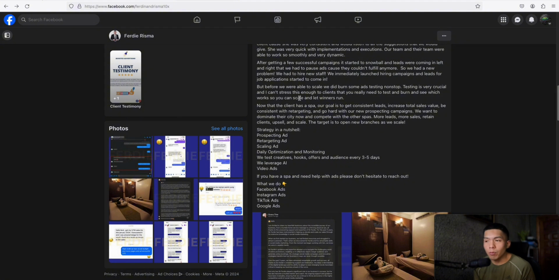So just a sample. This is how I run ads. I have a prospecting campaign, retargeting campaign, scaling campaign. Now I optimize it every 2 to 3 days, monitor it daily. It's like the basics, guys. You just want to make sure you have the lowest cost per acquisition, high CTR, low CPM, very basic stats that you need in order for you to scale.